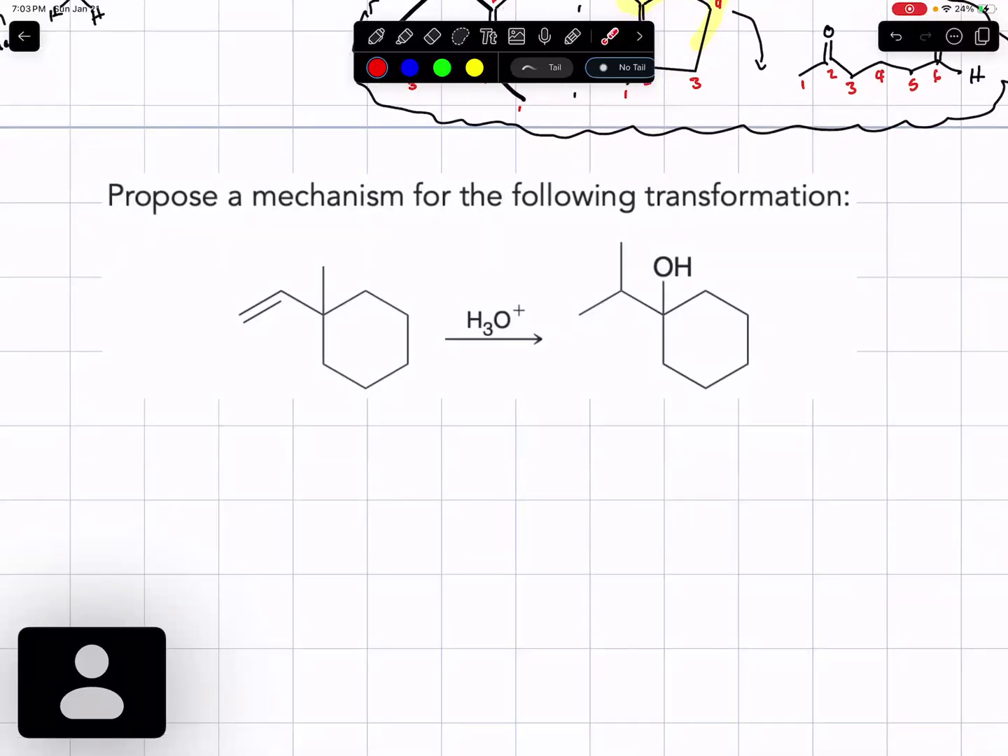What are we doing? What's disappearing? The double bond. Correct. So if the double bond is disappearing, I must have somehow saturated that double bond. Do you notice anything else?